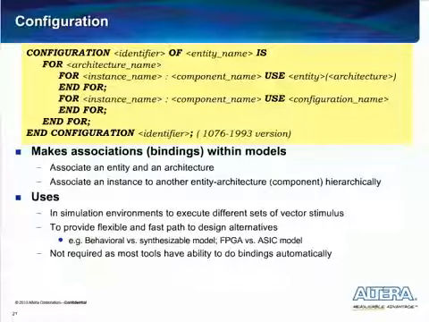The format for a configuration starts with the keyword configuration, then the configuration name, followed by of, and then the entity name, is for, the architecture name, and then end for. You end your configuration with the keywords end configuration and then the configuration name. As a note, in hierarchical design, you can also use configurations to associate lower level components in an entity architecture structure.